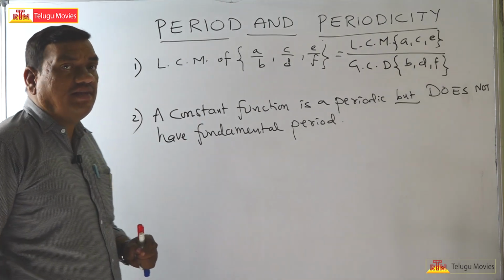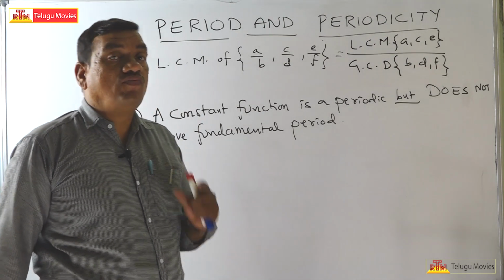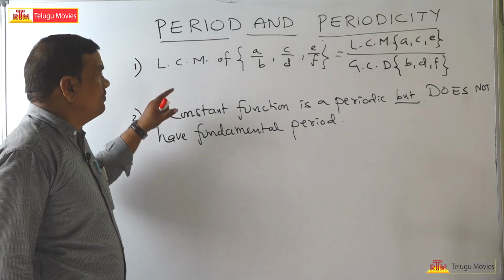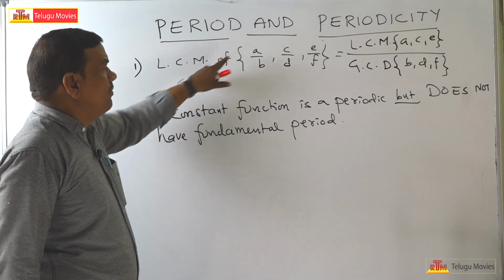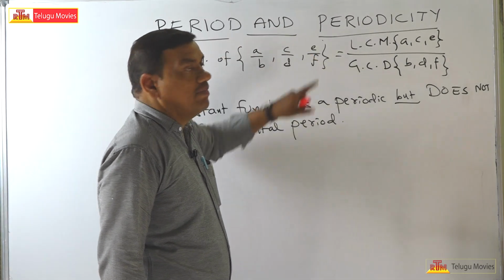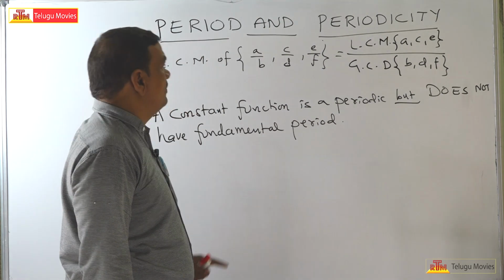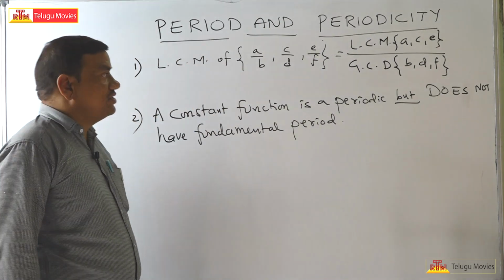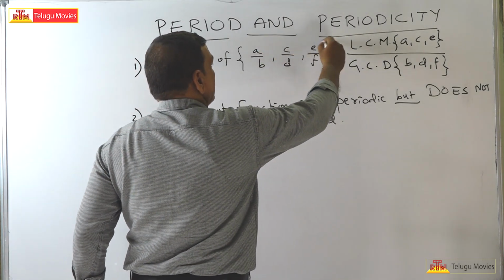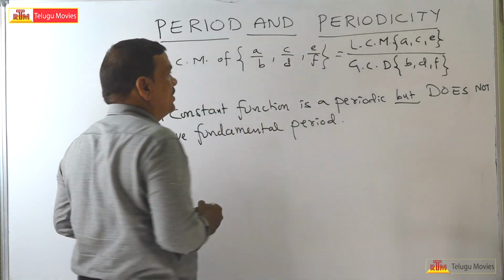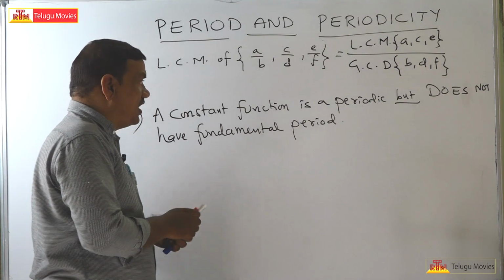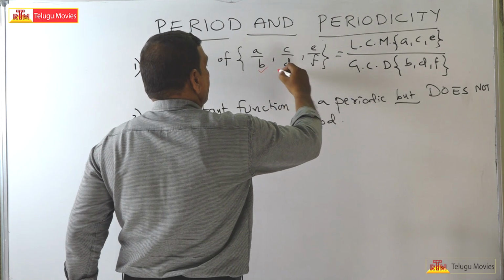While finding the LCM of fractions, we will face some difficulty. So here is one formula. LCM of A by B, C by D, E by F: the LCM of the fractions is equal to, first find the LCM of the numerators. Next, find the LCM of the denominators.